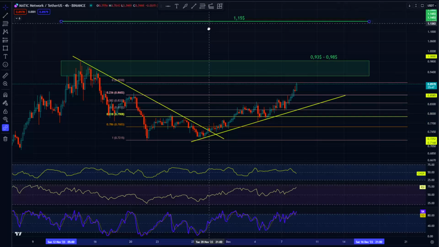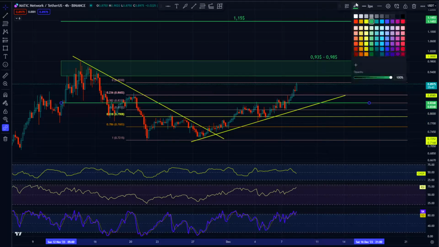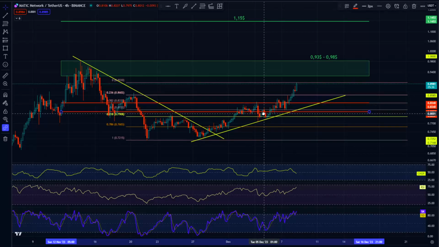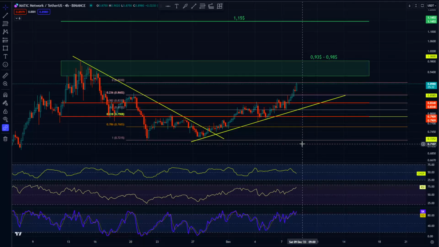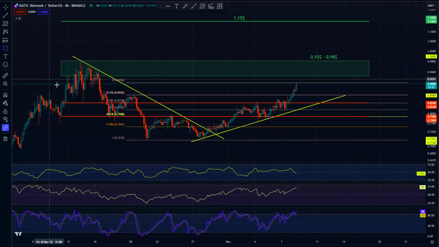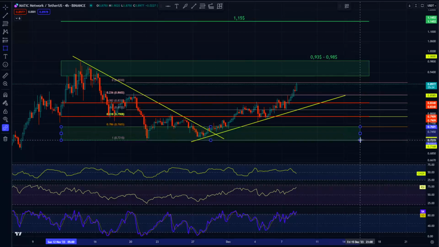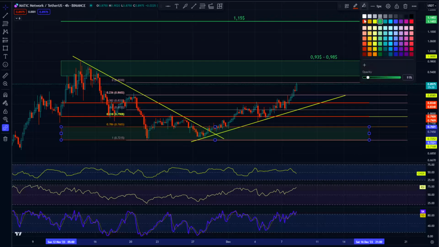Looking the other way, there is support at 84 cents. Then we have a second support around 79 cents. And then there is a support zone from 76 cents to 72 cents.